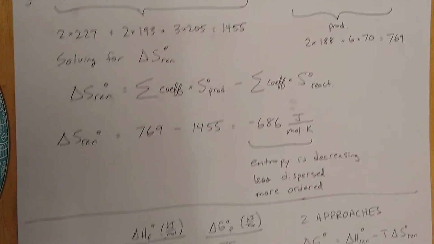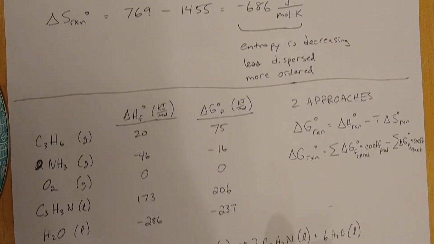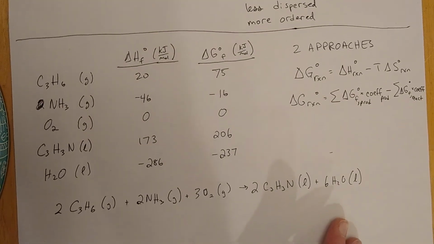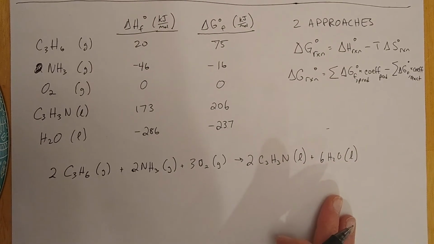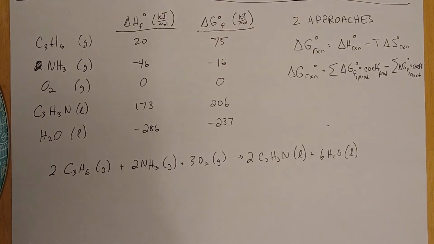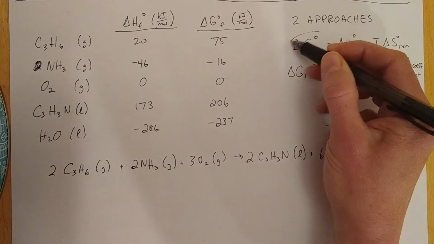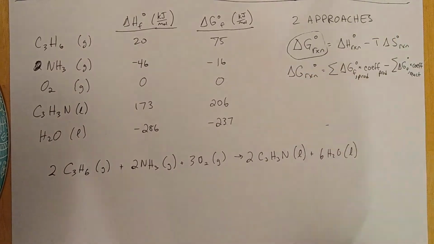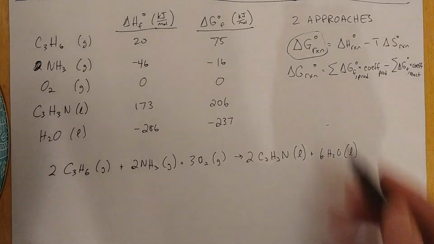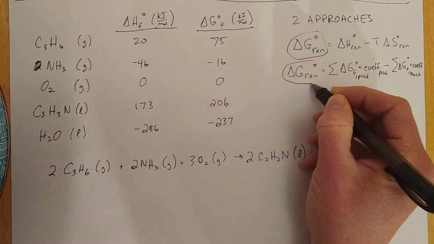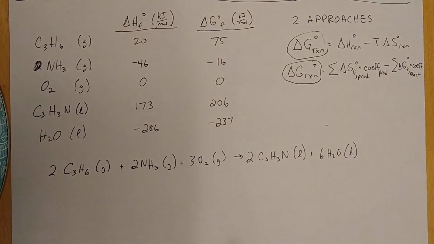So moving right along, the slide at the end of the last video gave me also the enthalpy and free energy data for the reactants and products in this system. And I mentioned that there's really two approaches to determining the same value, the free energy of the reaction. I can either take my enthalpy and entropy data, or I can use the standard free energies of formation. So we're going to go through both approaches.